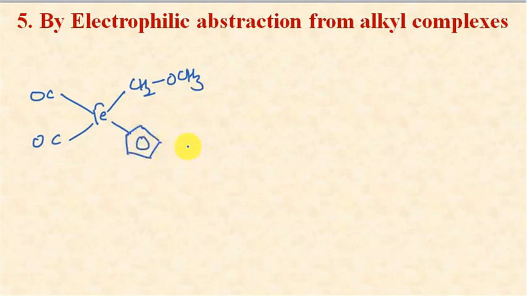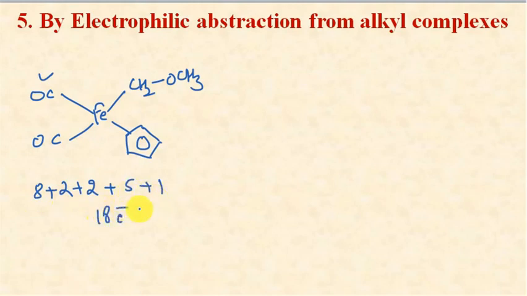an eta 5 cyclopentadienyl substituent. As far as the electron count is concerned, in this case iron has in its valence shell 8 electrons, 8 electrons for iron plus 2 electrons for each CO, 5 electrons for this eta 5 and 1 electron for this CH2OCH3. So in total we have 8 plus 2 is 10, 12 and 6 is 18 electrons. So it is an 18 electron compound.